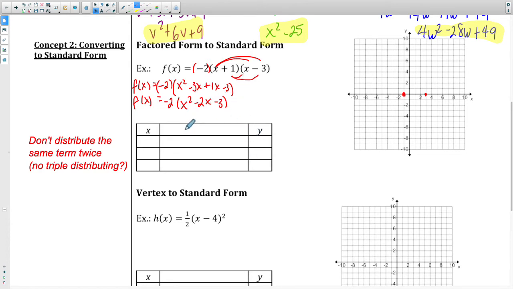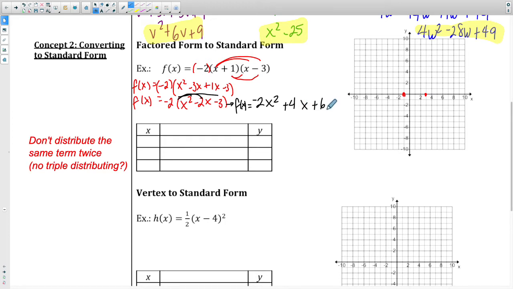Okay, now I'm going to distribute that -2. So now I'm going to have to take that -2 and multiply it by all three of them. And so my final answer here is going to come out to be a -2x squared plus 4x plus 6. And so that is now in standard form. Okay, I had to kind of sneak in some writing here. So my new standard form is f of x equals -2x squared plus 4x plus 6.